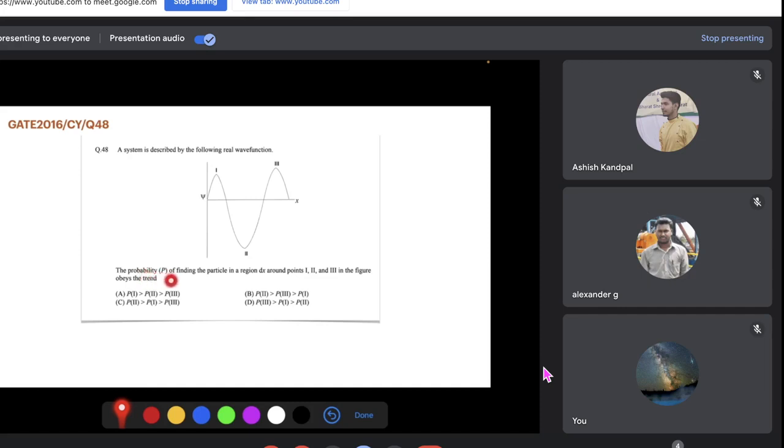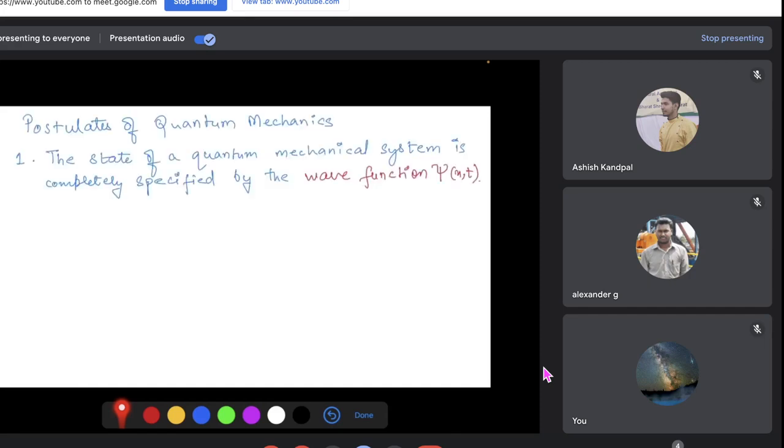So we need to find the probability P of finding the particle in a region dx around the point 1, 2, and 3 in the given figure. So we need to find the trend of the probability, which one has the highest and the lowest probability of finding the particle in that particular region. Before getting into the solution, let's head into the basics of the question. It comes from the postulates of quantum mechanics.